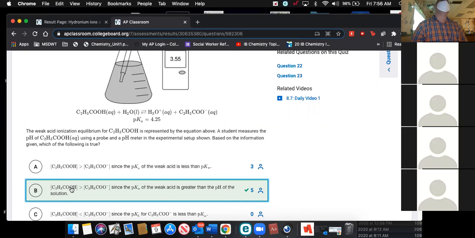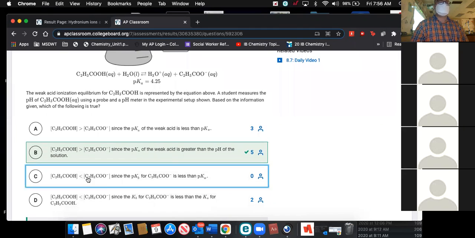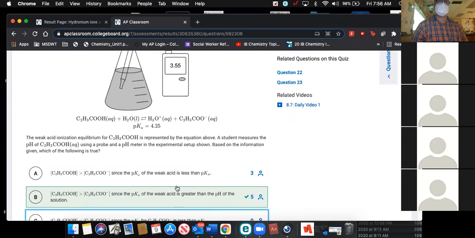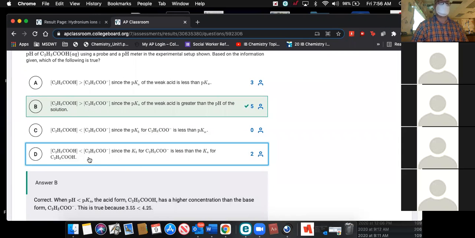Can we do this in our head? This right here is on the bottom, and this right here is on the top. And the pKa is greater than the pH. Let's check the other ones. pKb is less than pKw. This again is one where it's having you compare these two things and making sure that you understand these definitions.